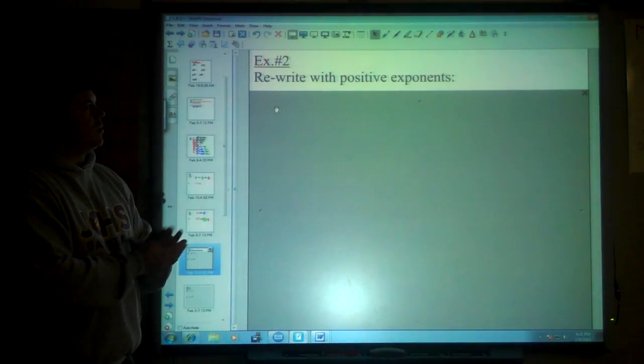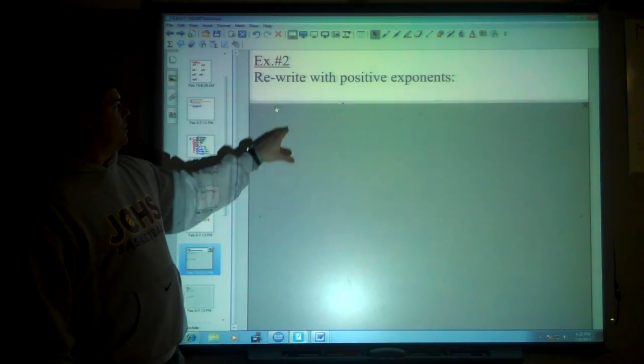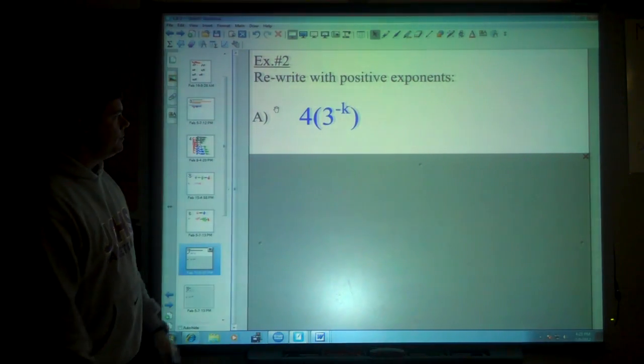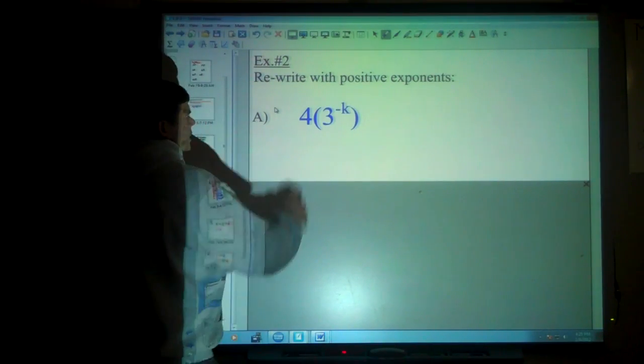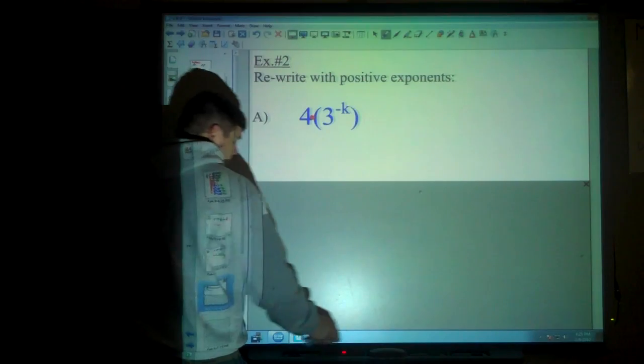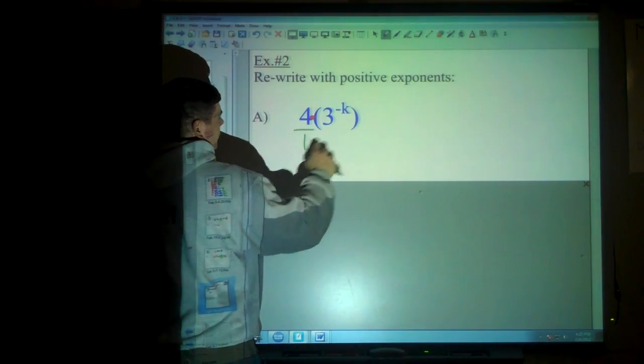Rewrite with positive exponents. So I'm only going to deal with the negative exponents that might be here. 4 is being multiplied by 3 to the negative k. All right. There's a multiplication sign in here. So I'm going to make each one a fraction.